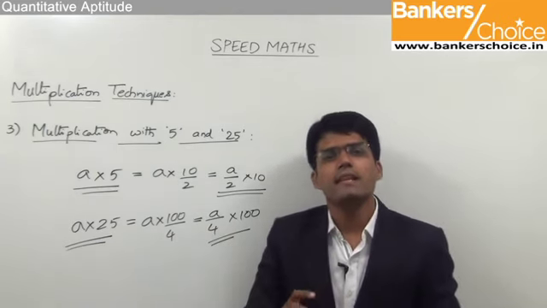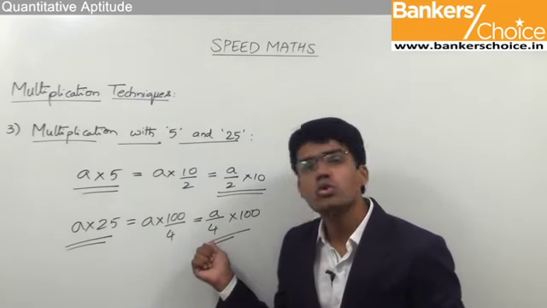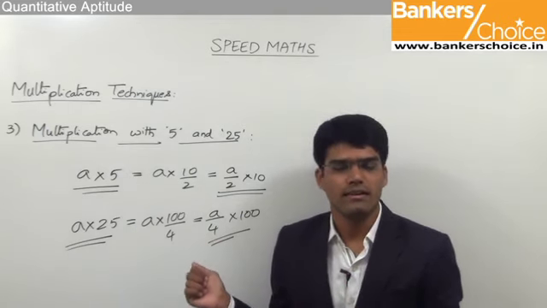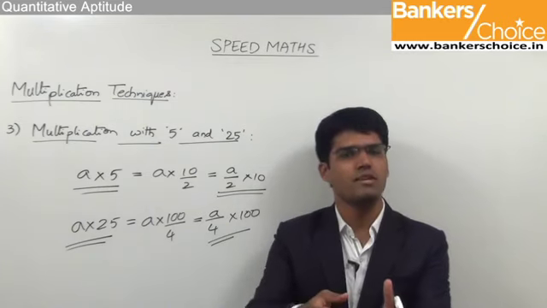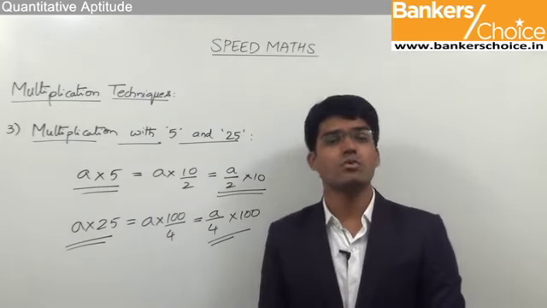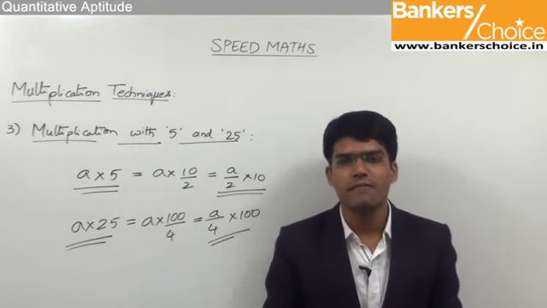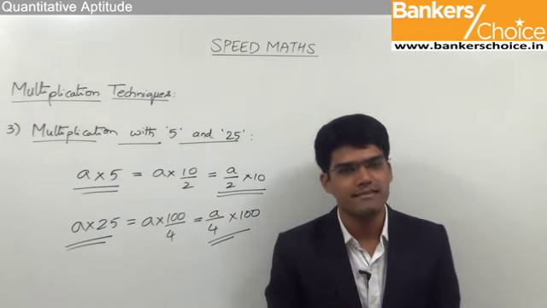So let us take some examples to understand multiplication with 25. Let's say 8 into 25. 8 by 4 is equal to 2. 2 into 100 is 200. Now that anyway is a very simple one. 8 into 25, we can directly say that it's 200. Let's go for some larger numbers. 24 into 25. What is 1/4 of 24? 6. 6 into 100 is 600.